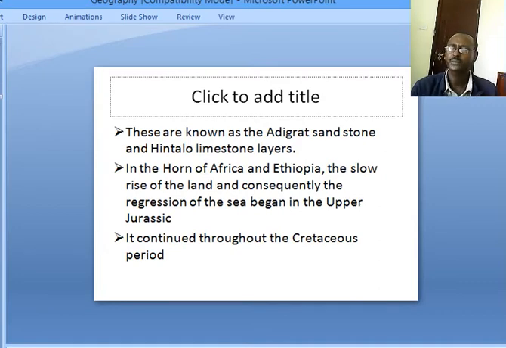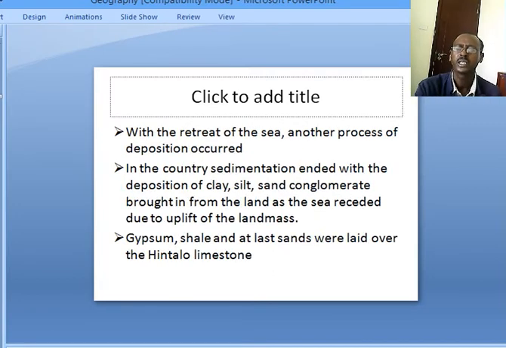In the Horn of Africa and Ethiopia, the slow rise of the land and consequently the regression of the sea began in the upper Jurassic, because this Mesozoic era has three periods: Triassic, Jurassic and Cretaceous. So the sea began to regress in the upper Jurassic period. It continues throughout the Cretaceous period up to the last period of the Mesozoic era. With the retreat of the sea, another process of deposition occurred.